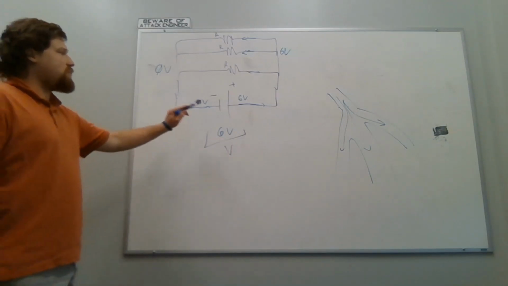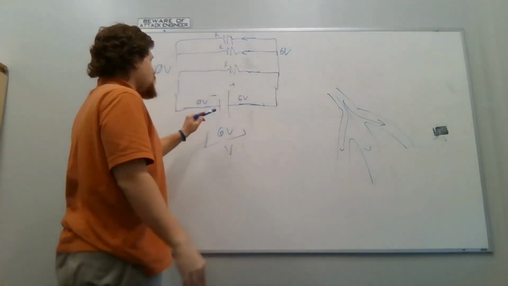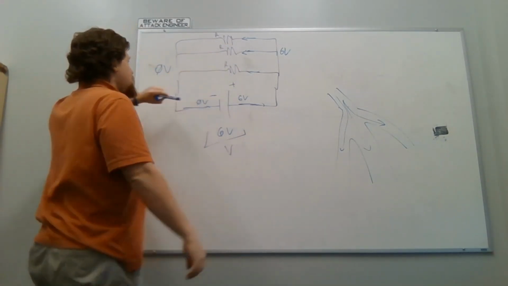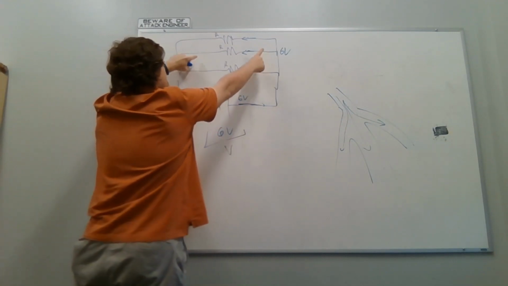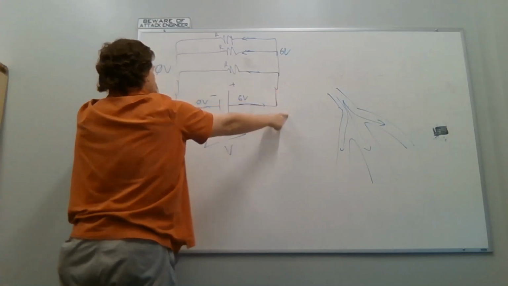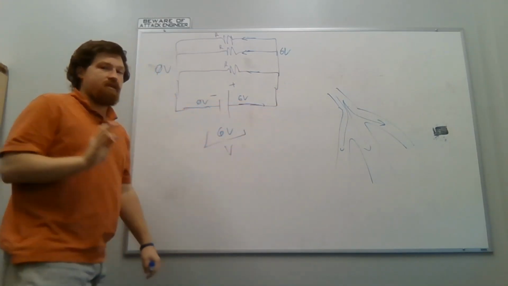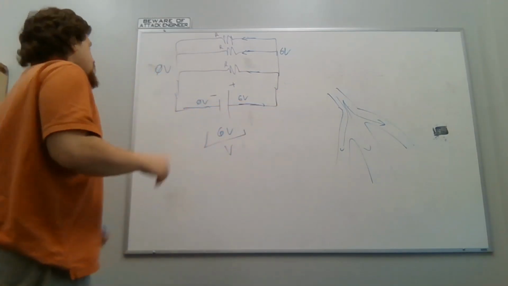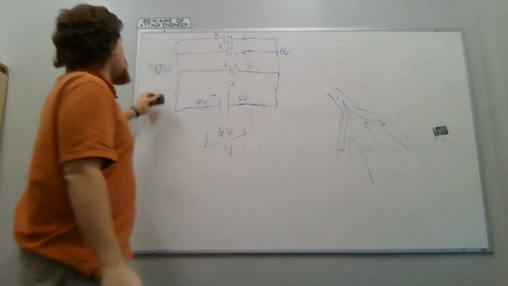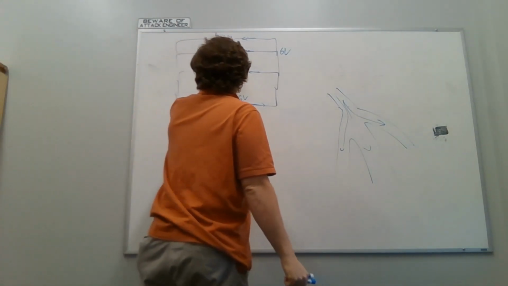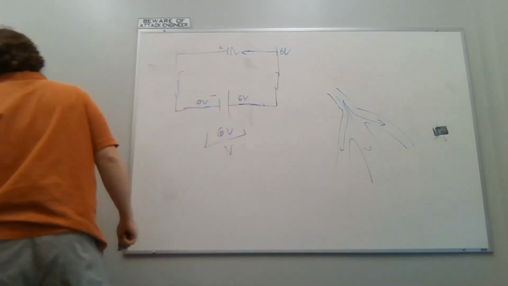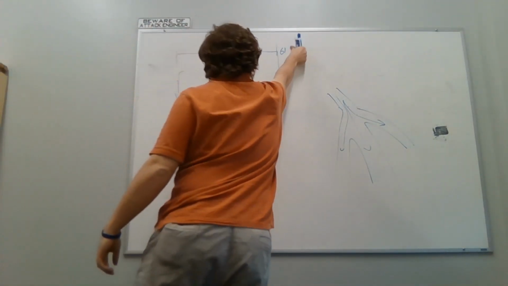The voltage drop across the battery is the voltage drop across the whole circuit, because we dropped 6 volts through each of these pathways. That means from here to here we dropped 6, here to here we dropped 6, here to here we dropped 6, and from here to here across the entire circuit we dropped 6 volts. Kirchhoff's voltage law does hold true for series circuits. It's just a tiny bit different. So I'm just going to redraw this as a series circuit real quick.